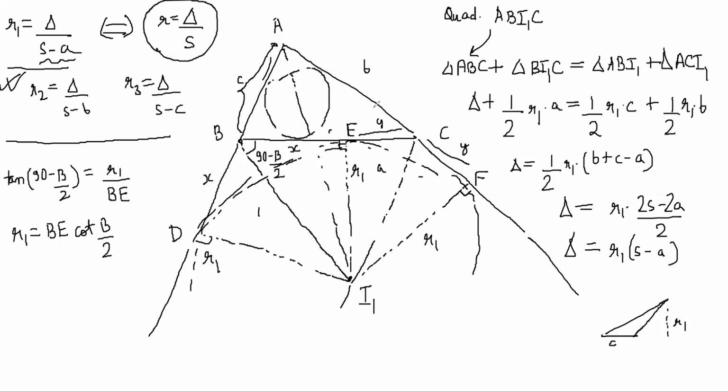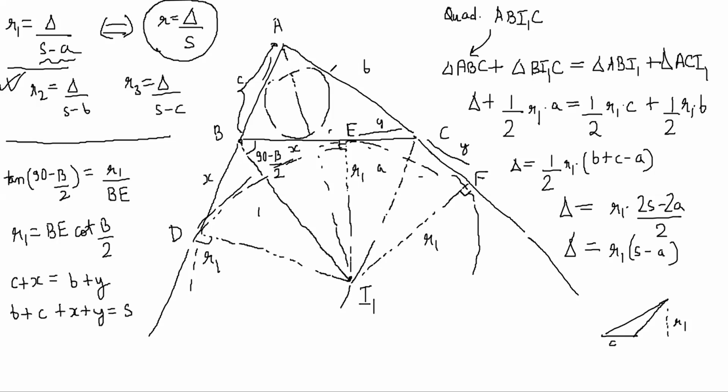So now you also have AD is equal to AF, right? AD is also equal to AF. So you have C plus x is equal to B plus y, and you have B plus C plus x plus y is equal to S, right?